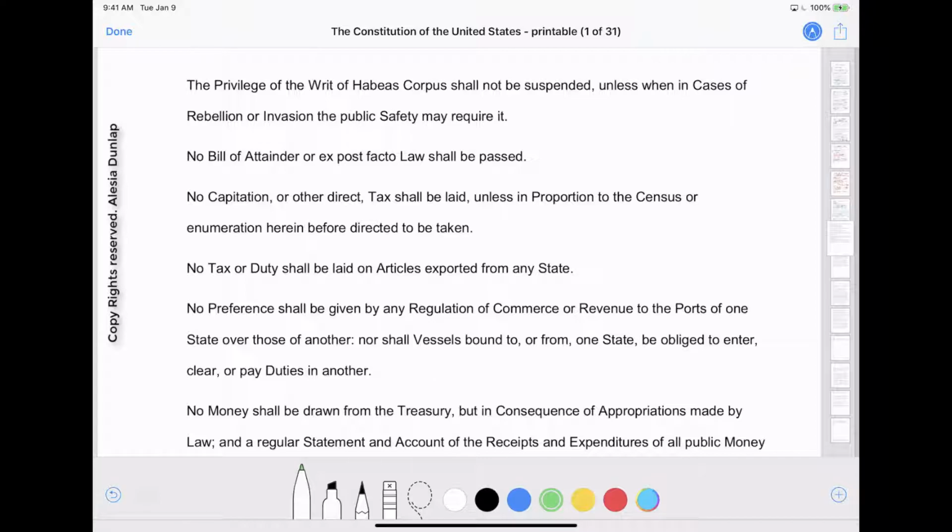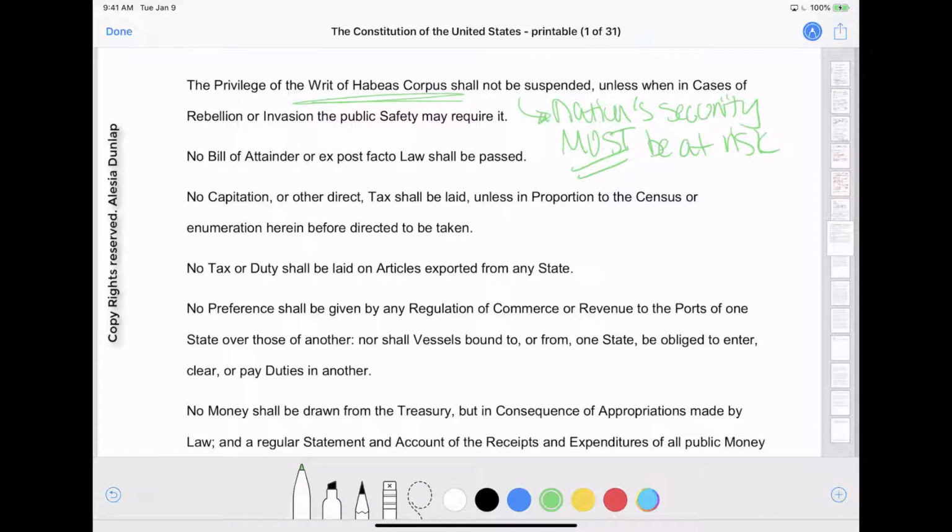Alright, Congress can't imprison people without accusing them of a crime, except when a rebellion or invasion threatens the public safety. So the nation's security must be at risk for this to take place.